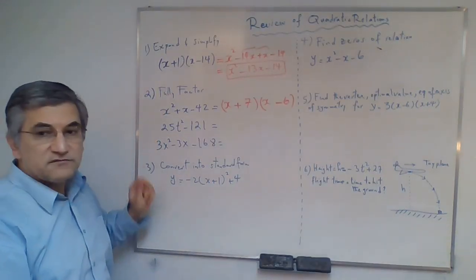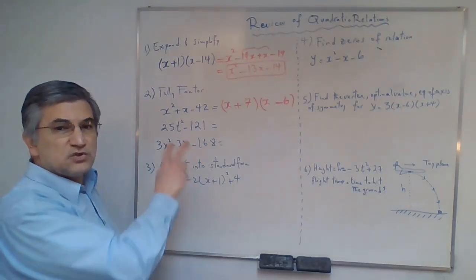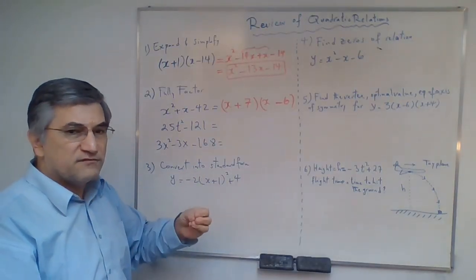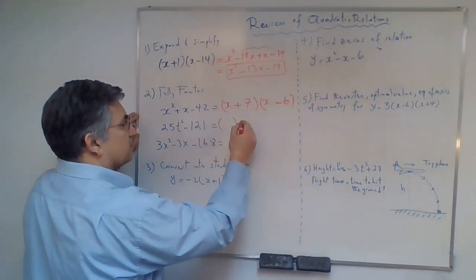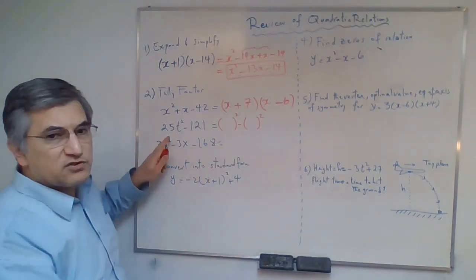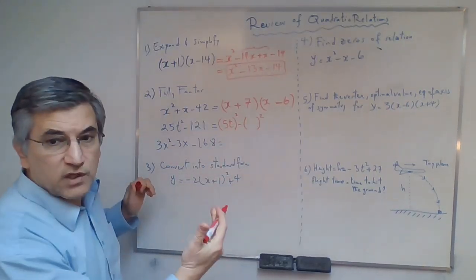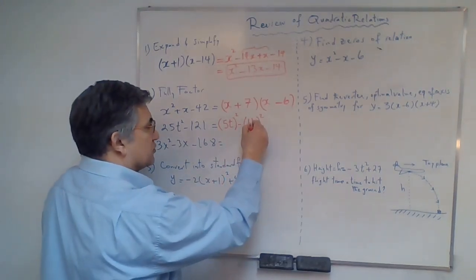Next question is another factoring question. And this one has only two terms. When there's two terms, there's a big chance that these two terms are perfect squares. And if they are perfect squares, we will try to write them in the form of difference of two squares. For example, 25t squared can be written as 5t all squared, and 121 can be written as 11 squared.